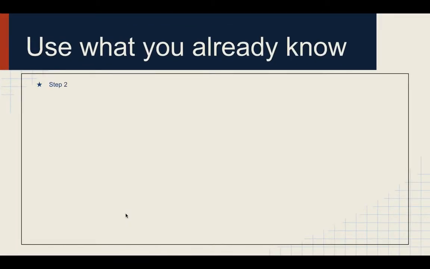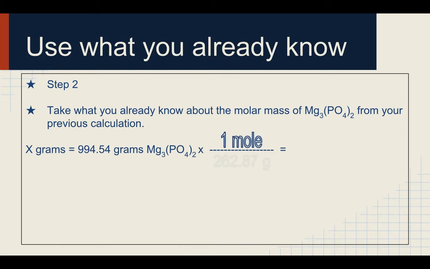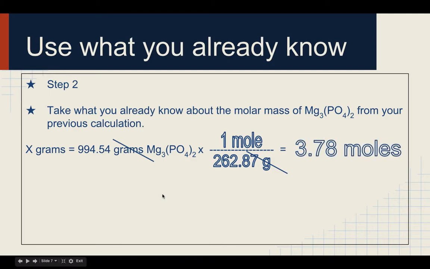So again, using what you already know, I know that the molar mass from my previous calculation was 200 some, so what I do is I take 1 mole on top this time, and I put the 262.87 grams on bottom. Well, if I do that, am I going to multiply or am I going to divide? All right, we're going to need to divide here, but first let's cancel out our grams. And if I do that, I am left with what? That's right, everybody, you're left with moles. 3.78 moles, to be exact.